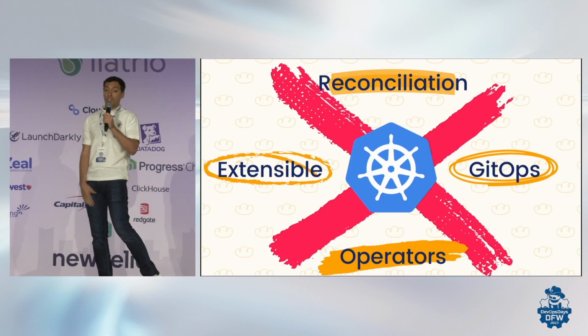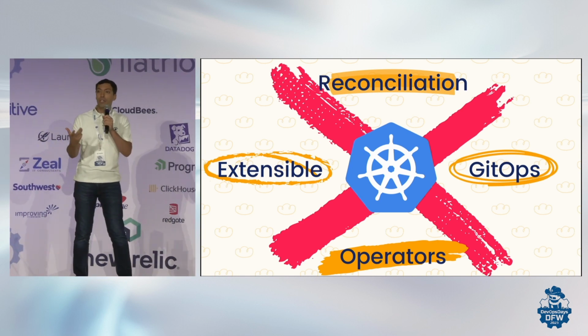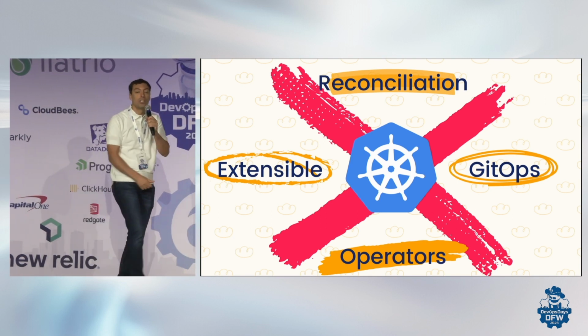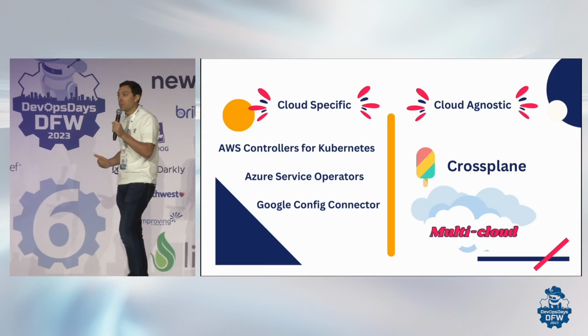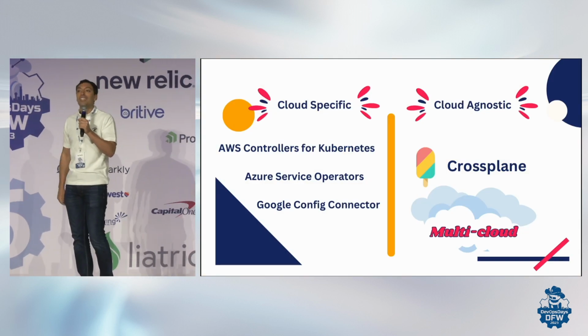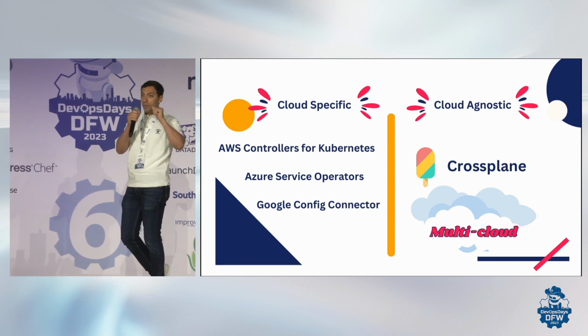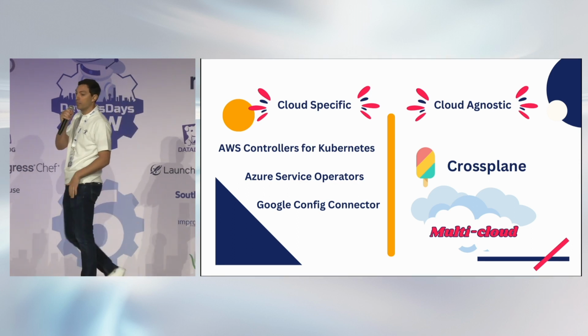Then we got Kubernetes. It came with auto-reconciliation. It's extensible. We built operators. And now we're using GitOps to manage our applications and to manage our infrastructure. The response to that was, again, more tools. So we got something like Crossplane that works multi-cloud, and also the implementations from the cloud providers of operators for Kubernetes.